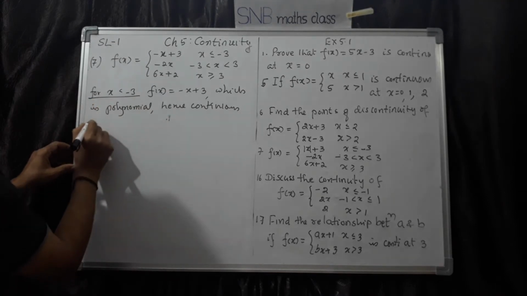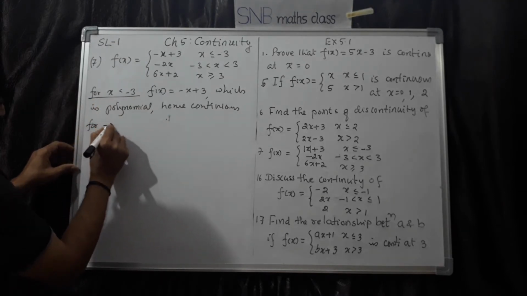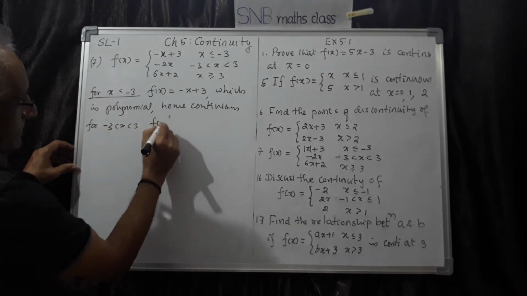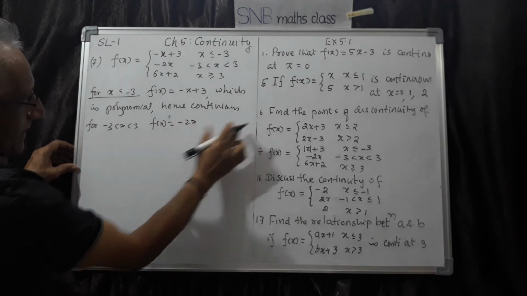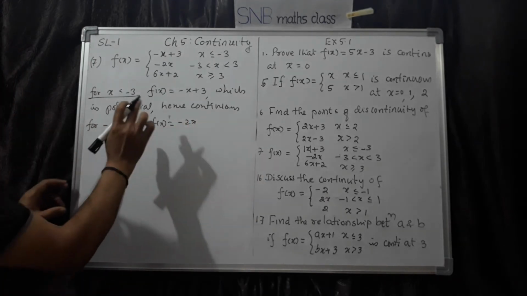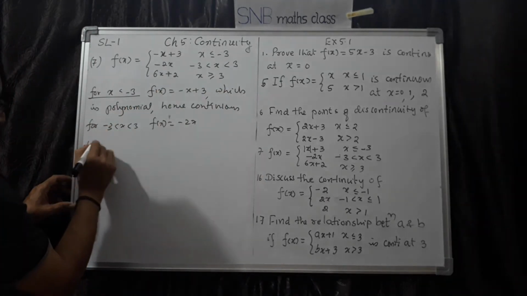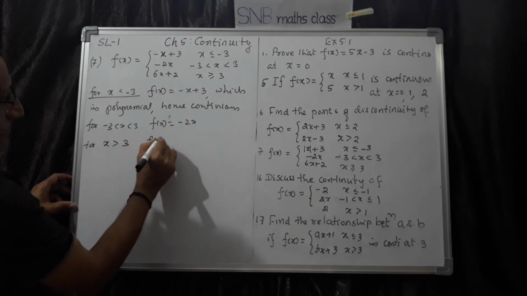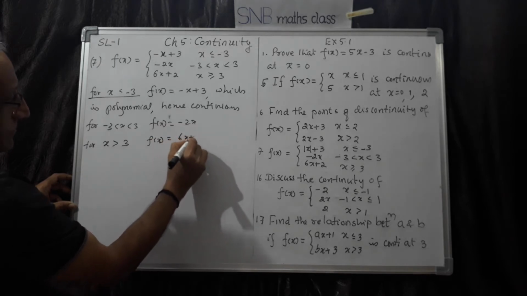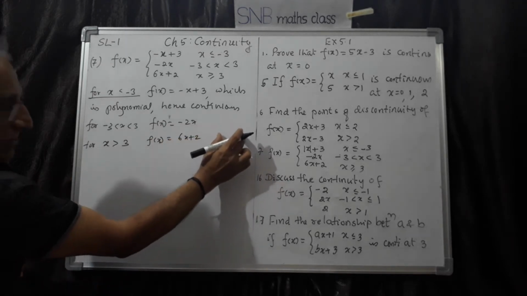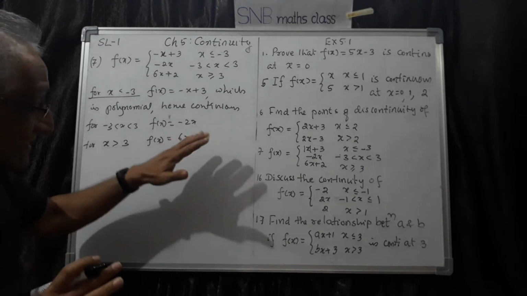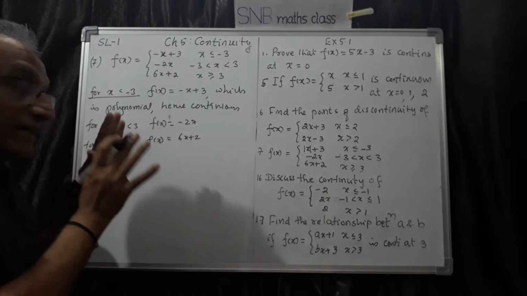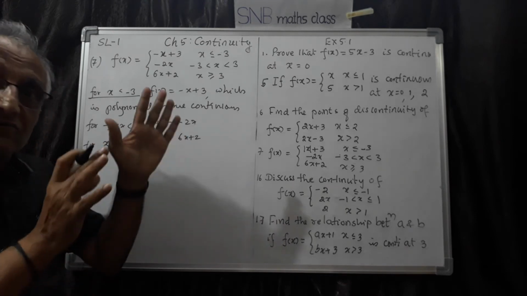Similarly, for minus 3 less than x less than 3, once again you write f of x equals minus 2x, continuous. Then same thing for x more than 3, once again f of x equals 6x plus 2, which is a polynomial function, continuous. That's all. Because discuss or find means you have to write everything, where it is continuous and where it is not continuous.